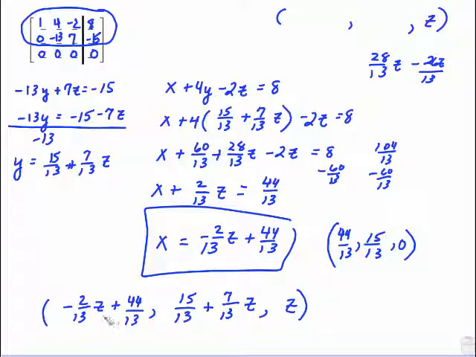I could make up another number for z. I could do 1, 2, -2, whatever I want, and generate an infinite number of ordered triples that would be a solution to the original system.